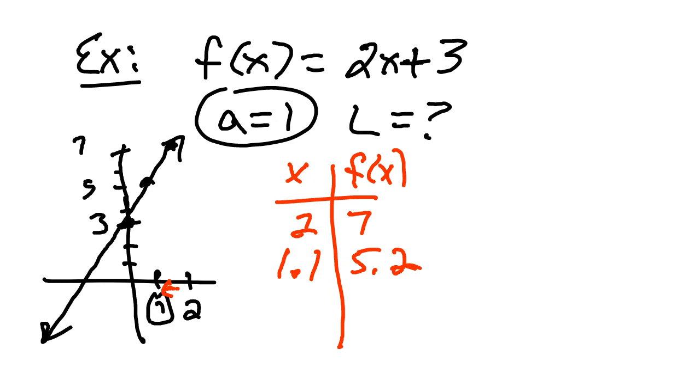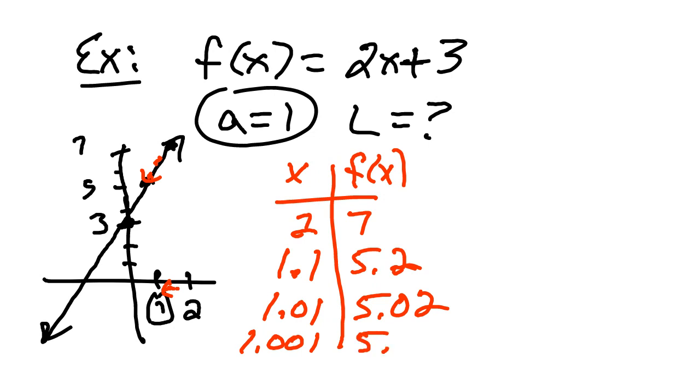So that's getting closer to a height of 5 here from the top side. So let's get closer to 1. 1.01, if I plug that in, I get 2.02 plus 3 is 5.02. And let's get even closer. I'm going to plug in 1 and 1/1000th, so 1.001. Double that is 2 2/1000 plus 3 is 5 2/1000, so 5.002.